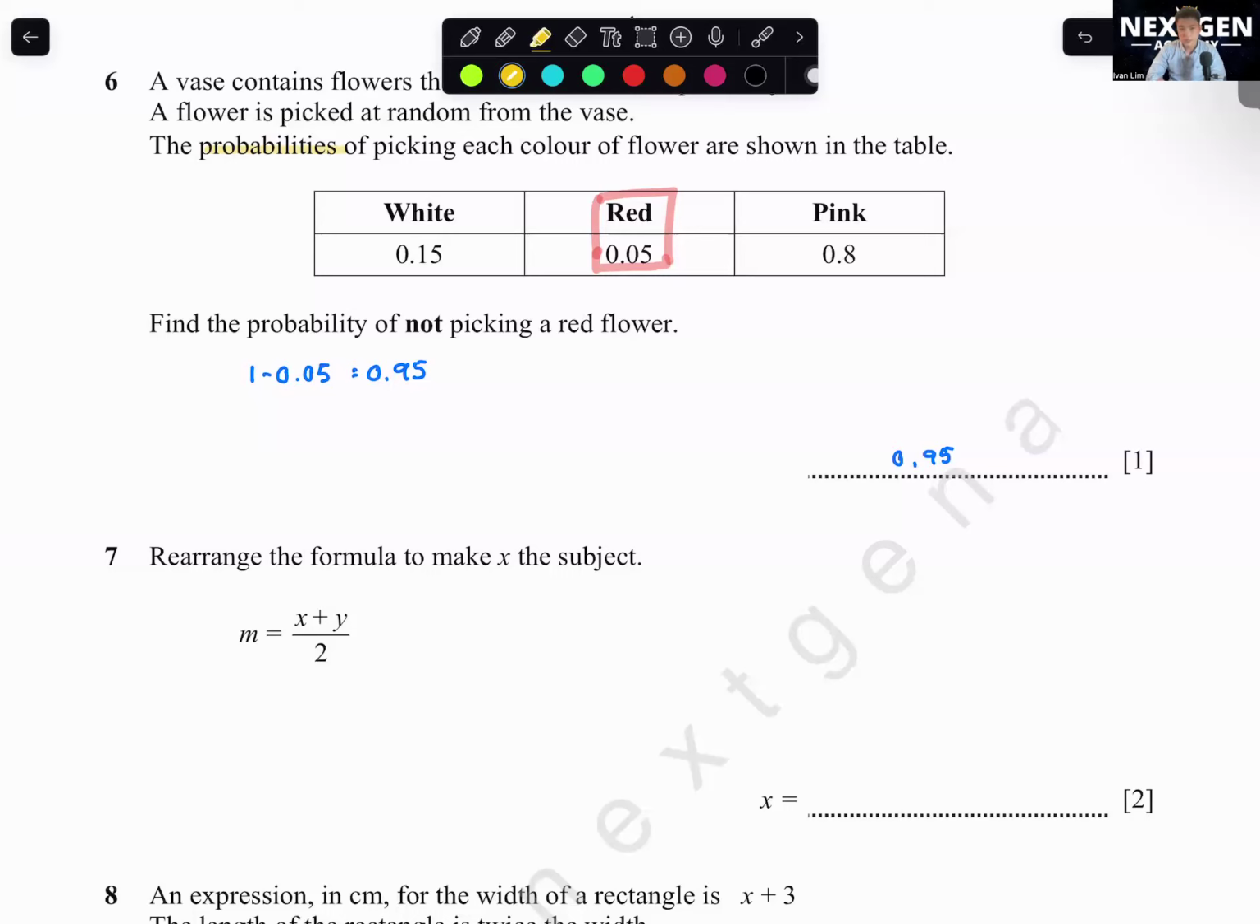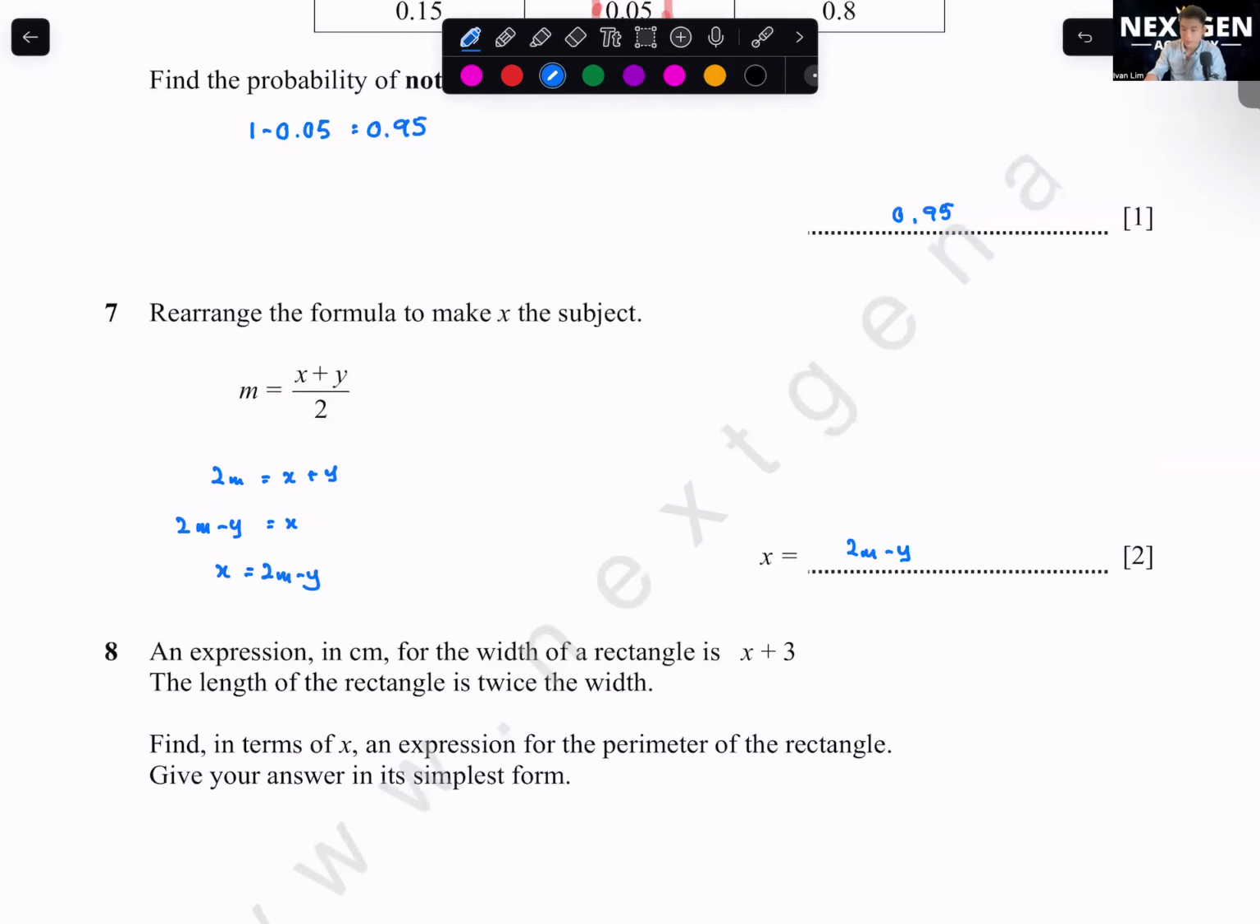So this is a basic algebra type of question. We will take X as the subject. We will multiply 2 on both sides first. So it will be 2m equals X plus Y. Then we want to make X alone. So X is 2m minus Y. No bracket. Just 2m minus Y like that. Normally we'll put the subject on the left-hand side, so we can just rearrange it. X equals 2m minus Y.